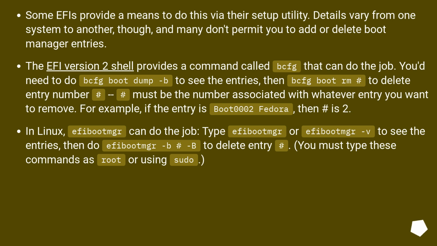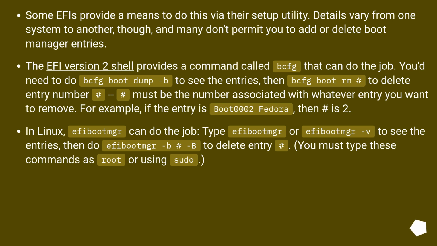The UEFI version 2 shell provides a command called bcfg that can do the job. You'd need to do bcfg boot dump -b to see the entries, then bcfg boot rm # to delete entry number #. # must be the number associated with whatever entry you want to remove. For example, if the entry is Boot0002 Fedora, then # is 2.